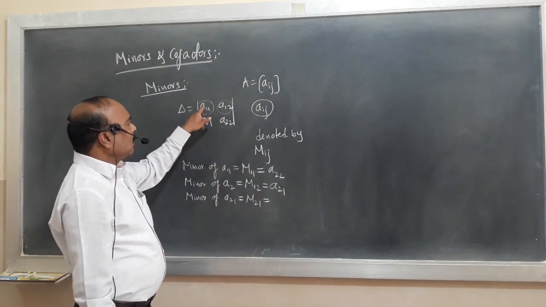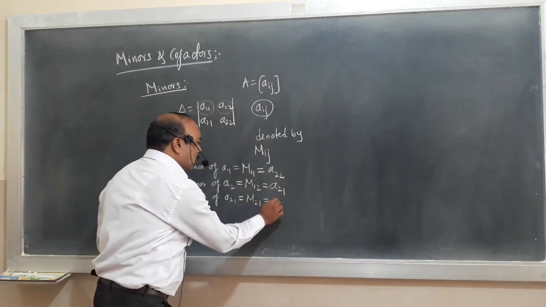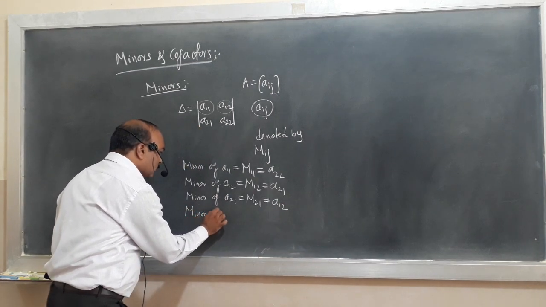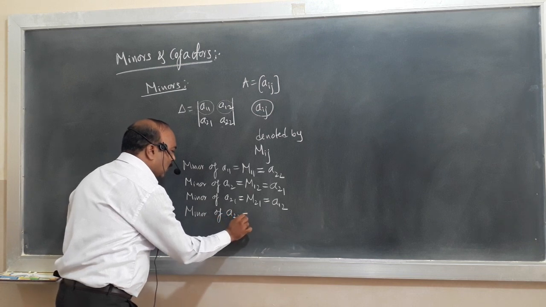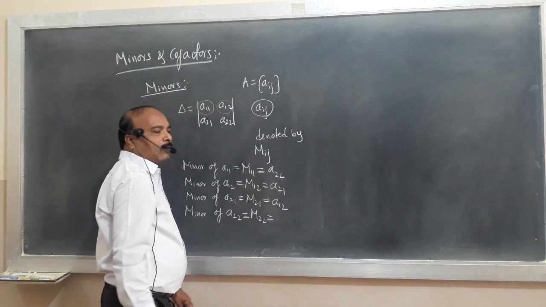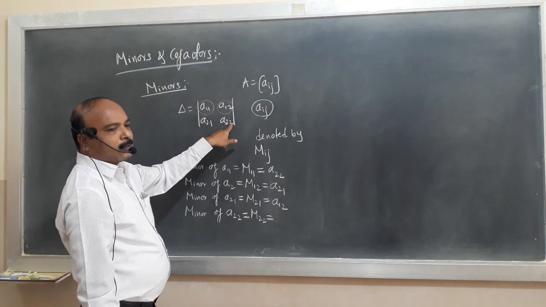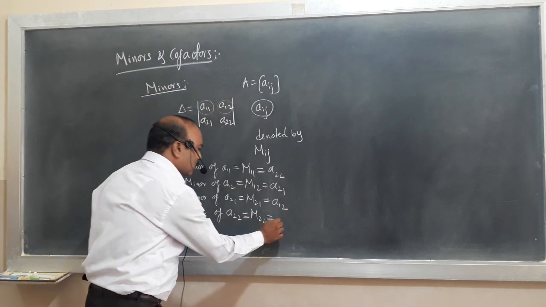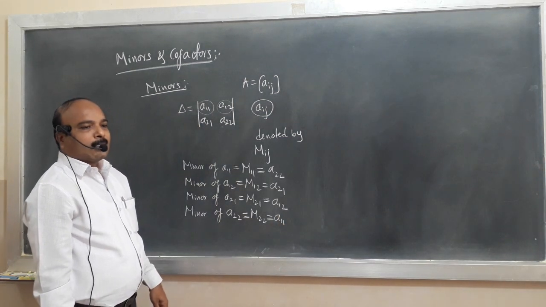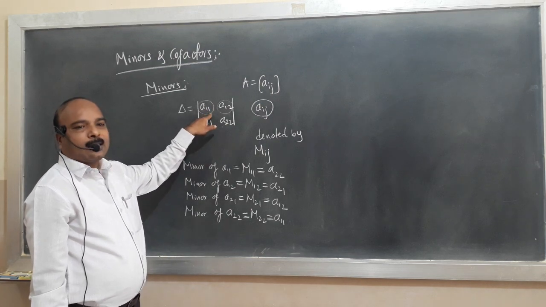Similarly, the minor of the third element, A21, is given by M21. It is obtained by deleting this column and this row. Which element do we get here? A12. That is the minor of this element. Similarly, the minor of A22 is given by the symbol M22. Deleting this column and this row, we get A11. A11 is called the minor of the element A22. Like this, we find the minor of every element of a second order determinant.